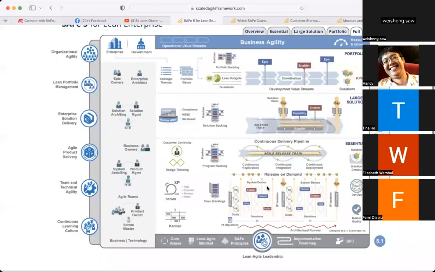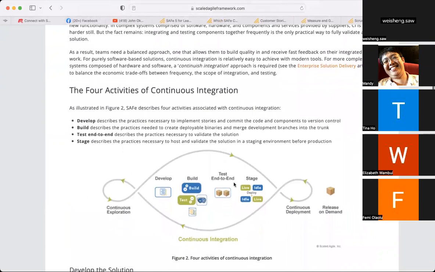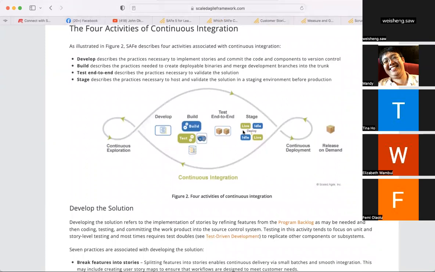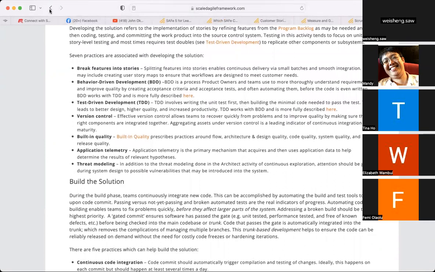Another one that we are using is DevOps and the continuous integration. Continuous integration, continuous deployment, this pipeline, makes sure that our code is not broken. It tests everything with automated testing. We have different things like blue-green tests and automated deployment that make sure nothing gets broken. Version control. You can see we have breaking features into stories, behavior-driven development, test-driven development, and version control, which is very important. I've had so many projects break because people didn't keep the right versions of code. Built-in quality, application telemetry, being able to understand what affects what when you deploy code, threat modeling.